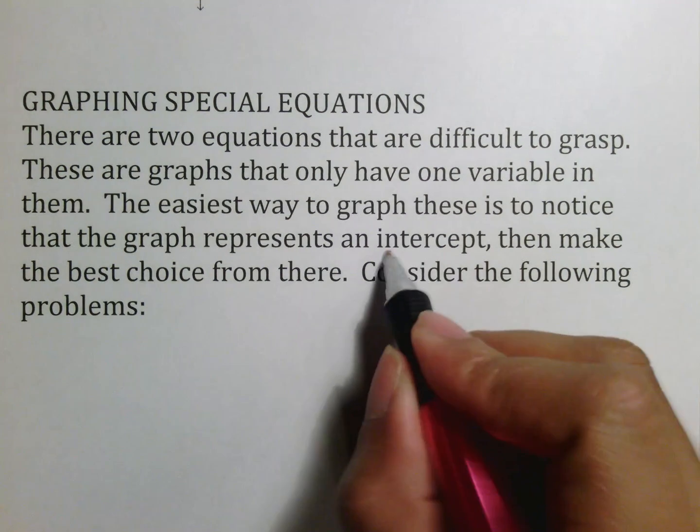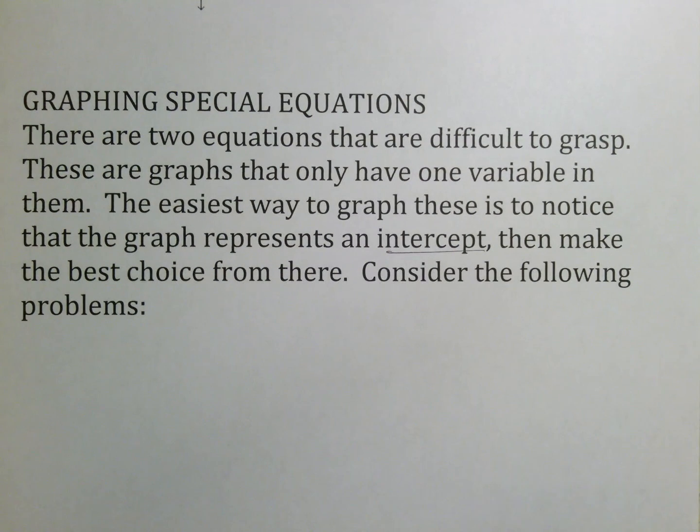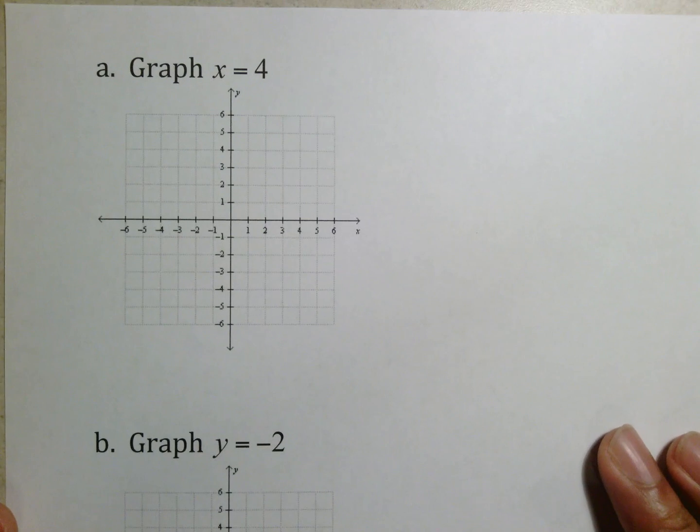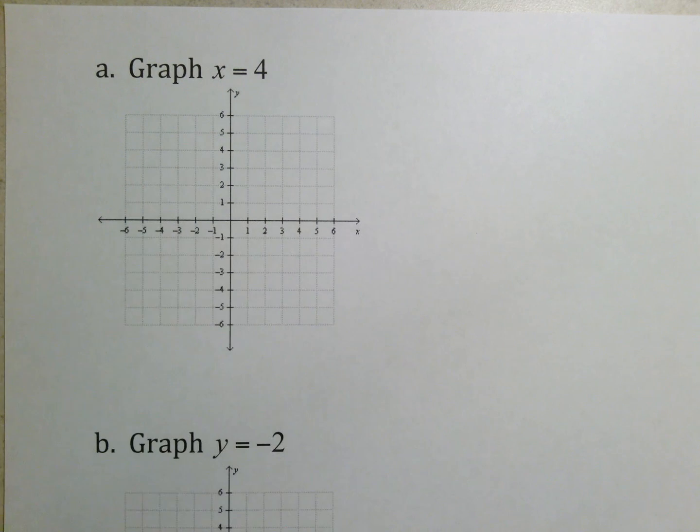Once you recognize that it represents an intercept, your best choice comes from there, and it's really not as bad as it seems once you understand that. So we're going to look at probably about 4 of these and see what happens. This part says graph x equals 4. Again, the part that I recognize is this is definitely not slope-intercept form. It's standard form, but it's not a standard form that I'm used to.